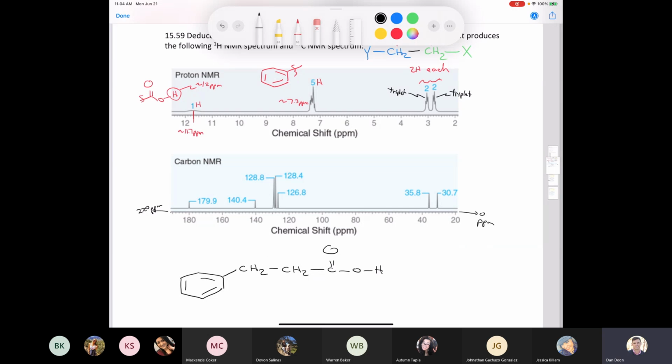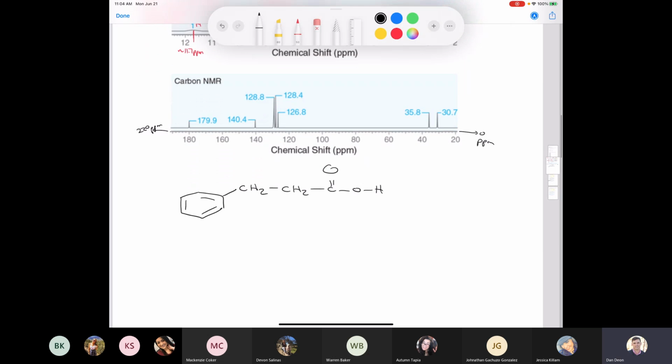So let's see if this makes sense with respect to my carbon NMR. Could anybody tell me, and I'm not looking at the carbon NMR yet, if I just look at this proposed structure, how many signals this compound would produce in the carbon NMR spectrum? Or how many signals it should produce?